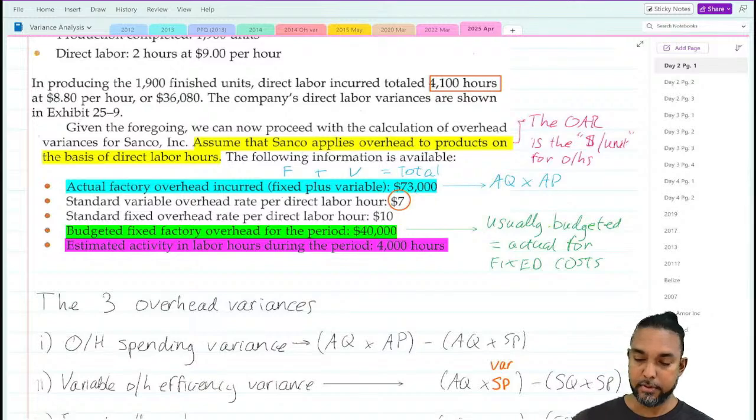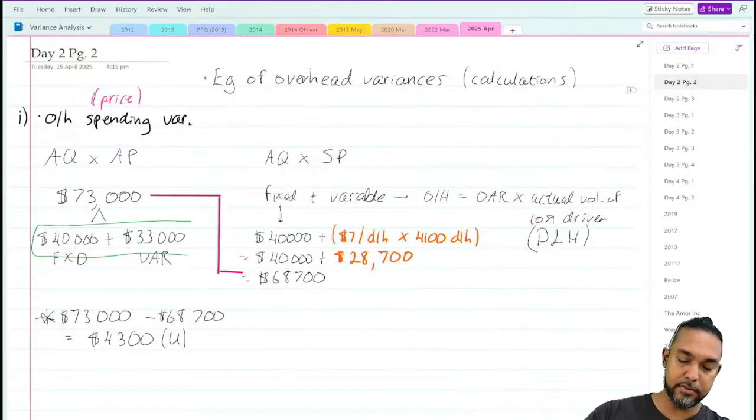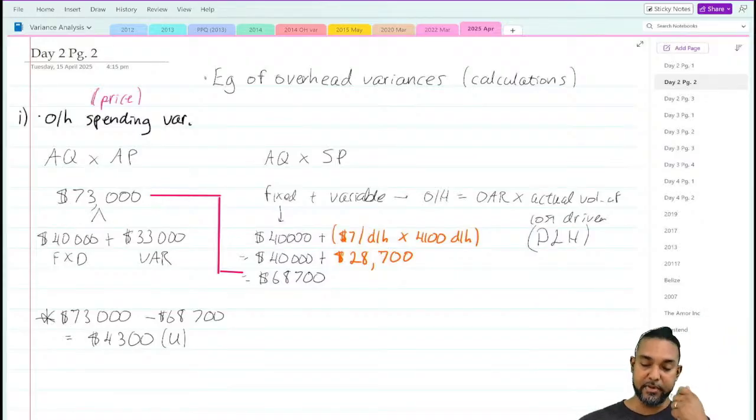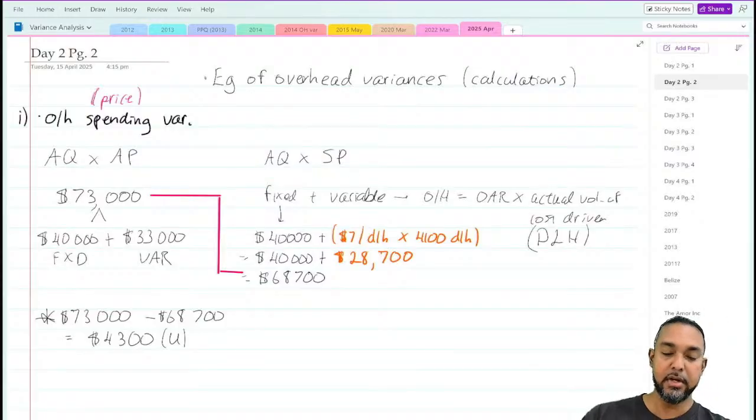Lovely. Right. So the 73,000 is the total, out of which 40 is fixed. So what we do is we analyze that, right? 40 and 33 will give us back 73. Now we have to compare that to the actual quantity at the standard price. So how much this actual quantity should have cost, right?